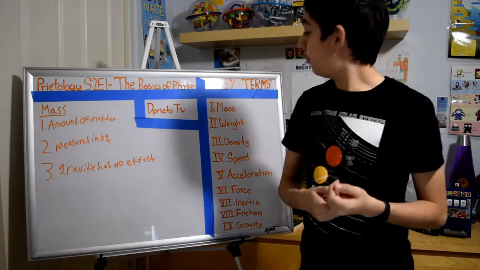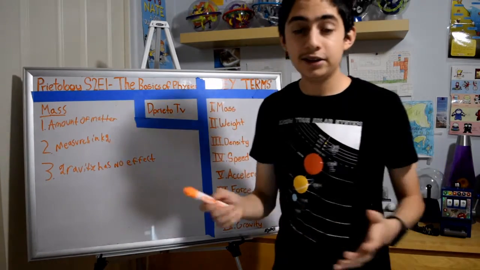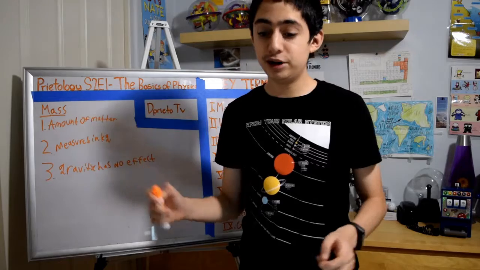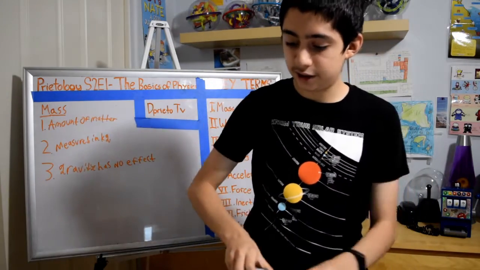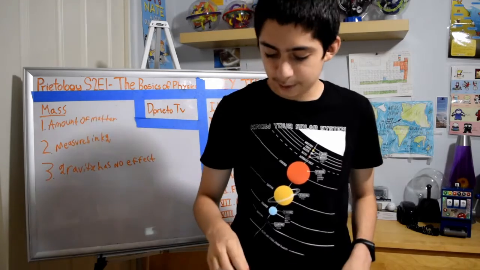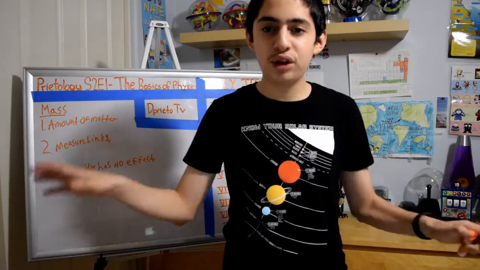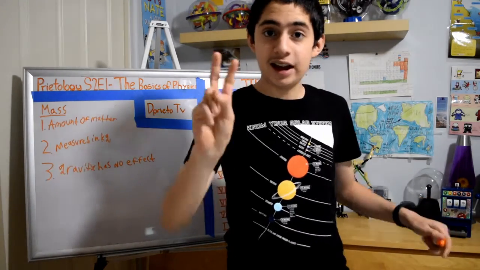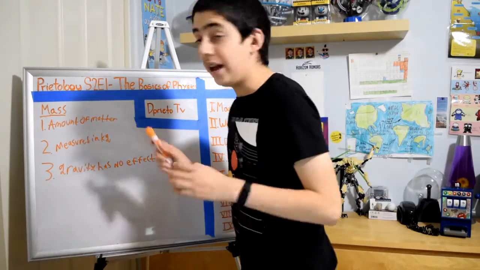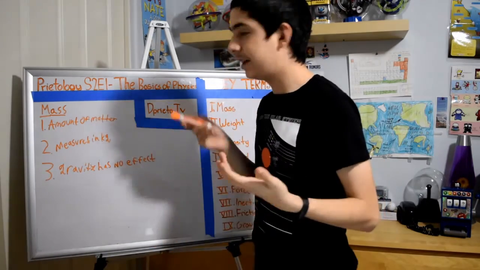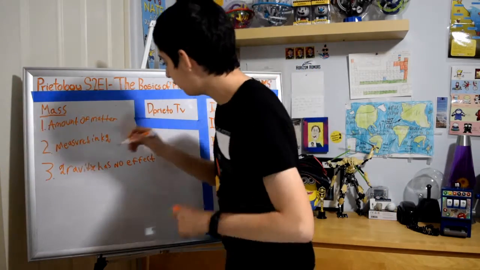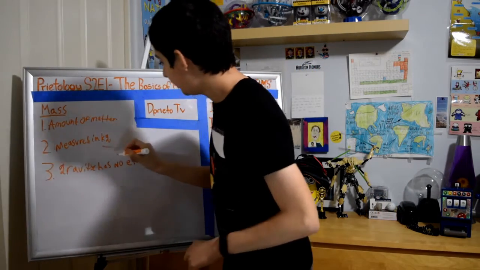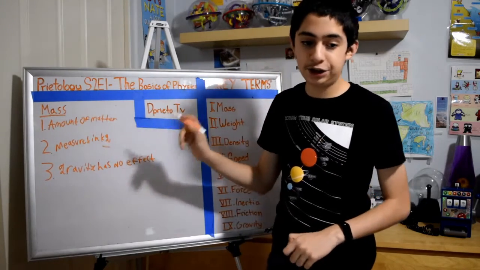Alright, so our first term is mass. Mass is the amount of matter in an object. So this has mass. This has mass. Our atom model who's back has mass. So every single thing except two things has mass. Mass is measured in kilos or kilograms. Kilos, kilograms, same thing. It's made with a lowercase k and then a lowercase g.